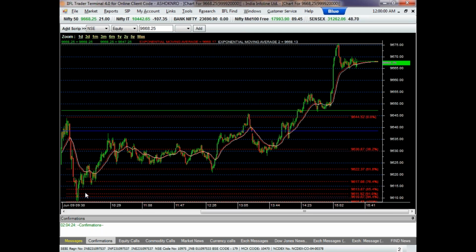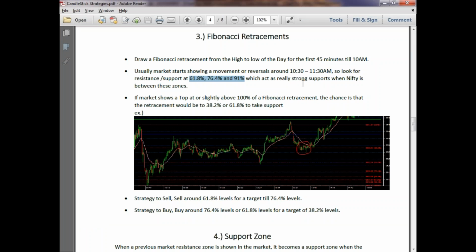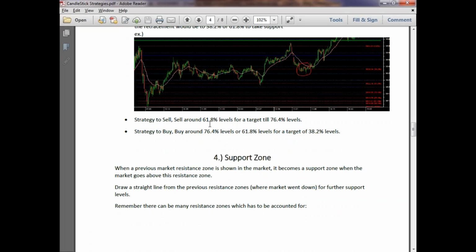If it comes down, it will usually take support at 91% zones, and 76.4 is a crucial support for markets, or crucial resistance as well. So usually it is a crucial support. So 76.4% is a crucial support. If it becomes a resistance zone, the market will go down. Okay, that's what usually happens. And 61.8 is a crucial support, 38.2 is a crucial support. So mark these levels. It is mentioned right over here. Okay, so these support levels are important. So usually it takes support around these strategies.